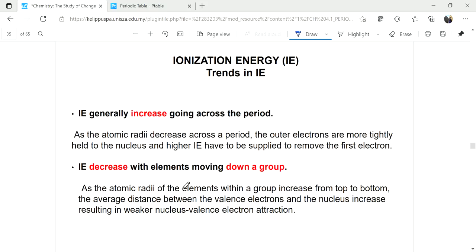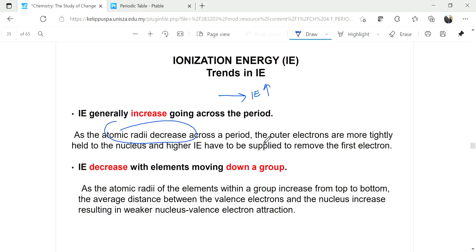So the trend of ionization energy in the periodic table across the period, ionization energy will increase. Why will it increase? Because the atomic radius is decreased.